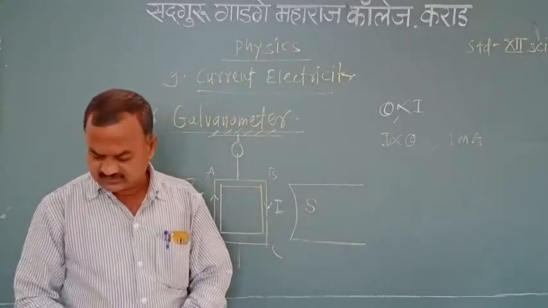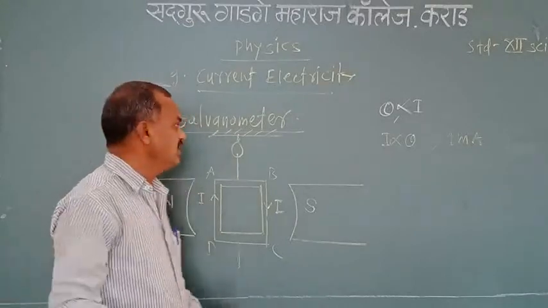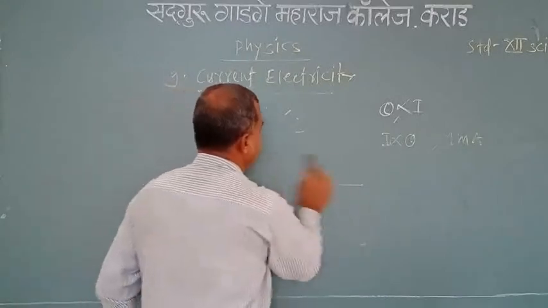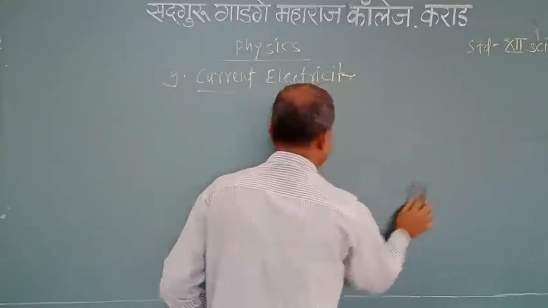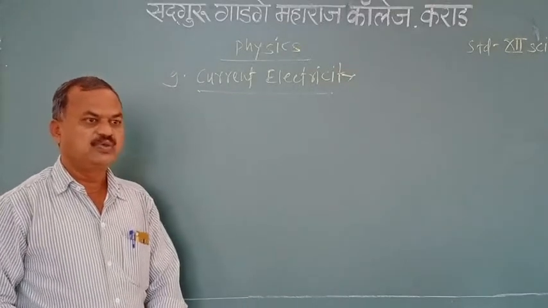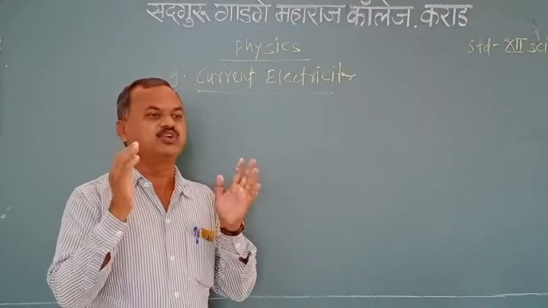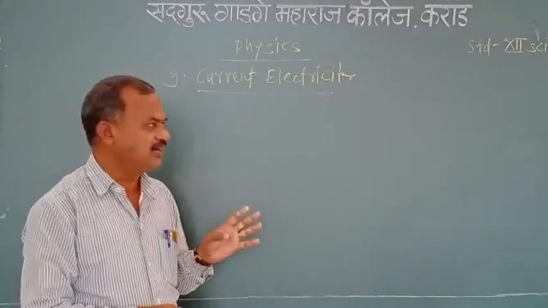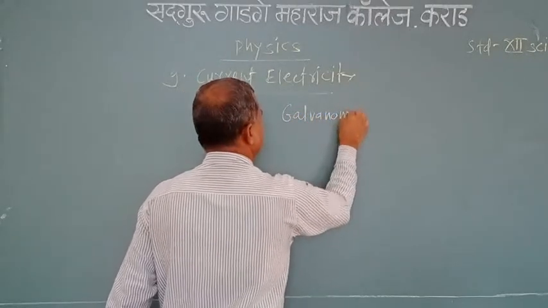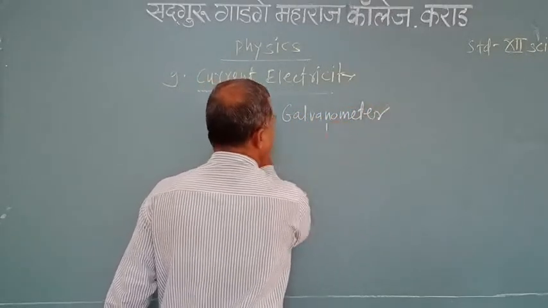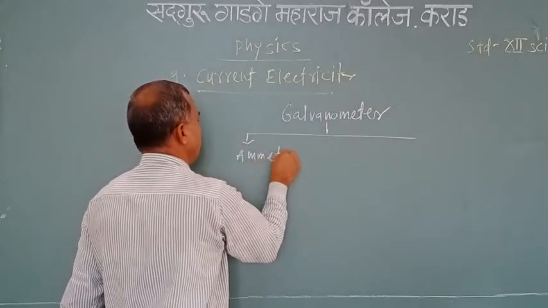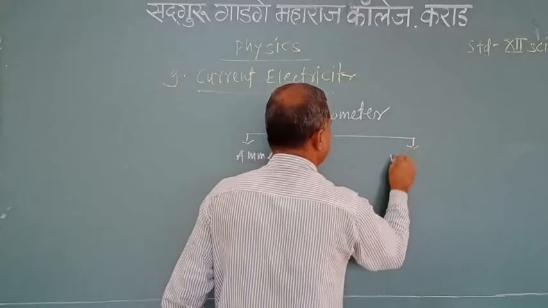In order to measure current greater than 1 milliampere, we have to convert that galvanometer into an ammeter, as well as voltmeter to measure large amount of potential difference across any circuit element. That means this galvanometer can be used in two ways. One, as an ammeter, and second as a voltmeter.